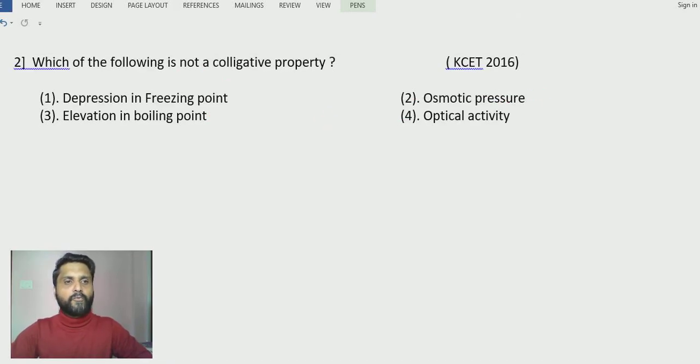Question number 2. Which of the following is not a colligative property? Depression of the freezing point is a colligative property. Osmotic pressure is a colligative property. Elevation of boiling point is a colligative property. What about the optical activity?